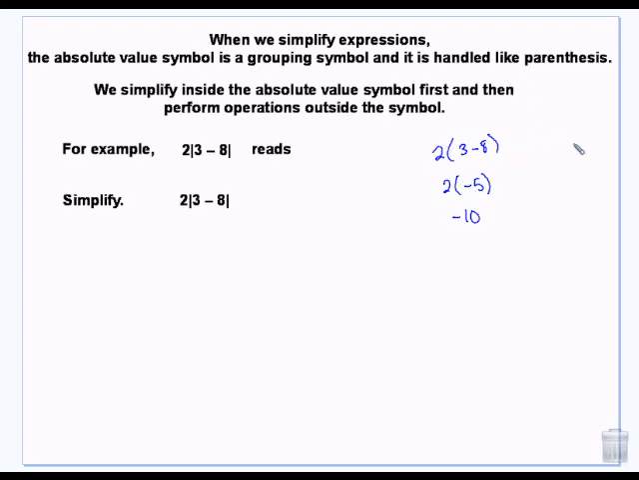Now, the difference is if I had 2 times (x minus 8). With a parenthesis, I can multiply in, correct? I can distribute. If I have 2 times the absolute value of x minus 8, you can't distribute in. If you look at it, a parenthesis is like a curve, so I can kind of slip around it. But absolute value is a wall. So you don't distribute.